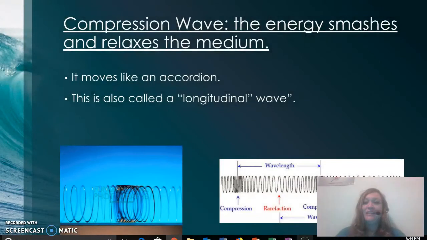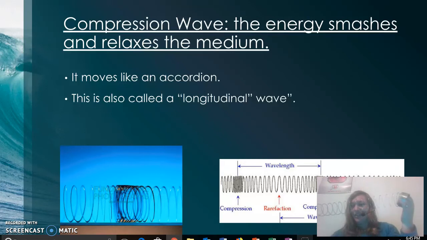Okay, the next type of wave is what's called a compression wave. You can think of our slinky stretching out and impacting, stretching out and coming back in. Or you can think of your hands clapping, all right? You can do the happy dance, the clap dance right now. It's moving like an accordion, okay? We also call this a longitudinal wave. So you can think of it as the wave is going long, okay?